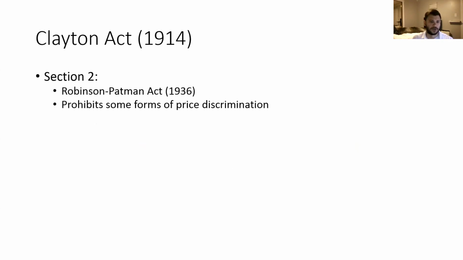Okay, the Clayton Act, Section 2, basically prohibits some forms of price discrimination. The Robinson-Patman Act came a little bit later, and what that did is it prevented suppliers from giving large retailers a better quantity discount than mom and pop retailers on large orders. So it prohibited some forms of what is known as second degree price discrimination, or volume discounts, which we're going to talk about a little bit more in the next video segment.